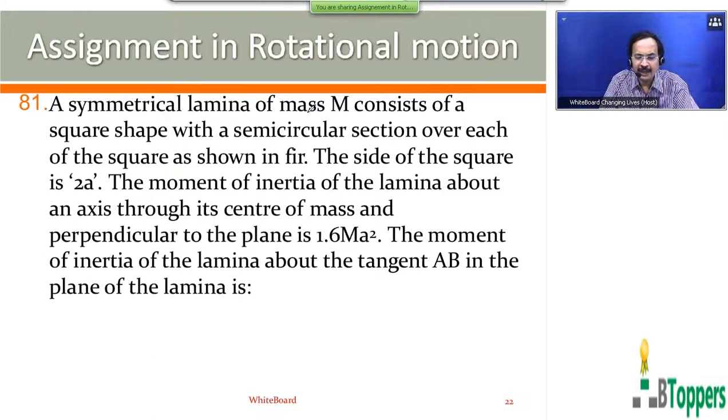A symmetrical lamina of mass m consists of a square shape with a semicircular section over each side of the square as shown in the figure. The side of the square is 2a. The moment of inertia of the lamina about an axis through its center and perpendicular to the plane is 1.6 into msq. The moment of inertia of the lamina about the tangent AB in the plane of the lamina is.